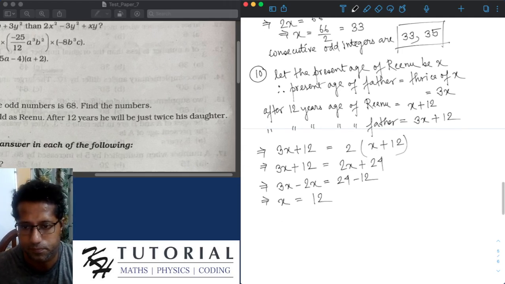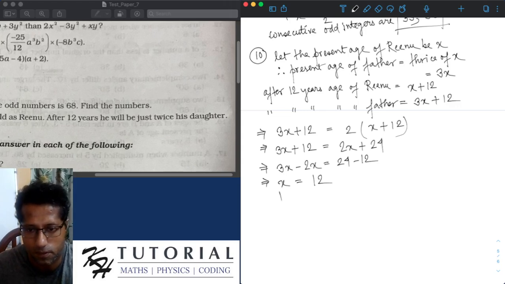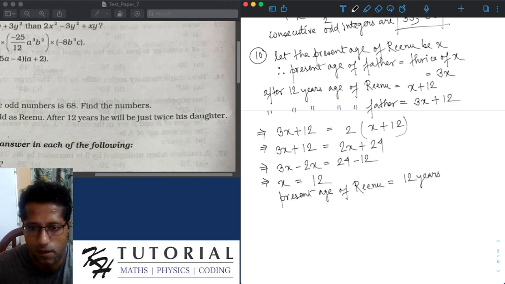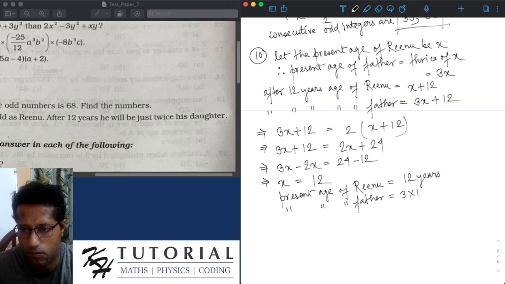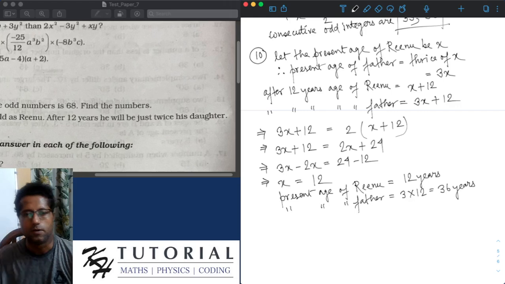Therefore, the present age of Renu is 12 years and the present age of father will be 3x, and x is 12, that is 3 into 12, that is 36 years. Okay.